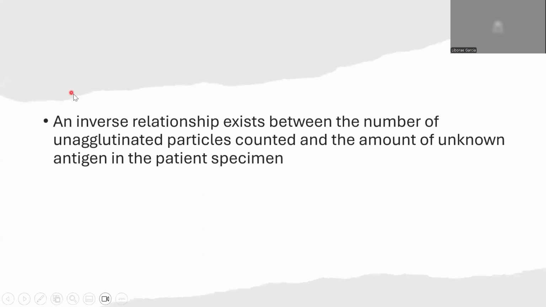So there is an inverse relationship between the number of unagglutinated particles counted and the amount of unknown antigen in the patient's specimen. So therefore, if many unagglutinated particles remain, meaning there is a lesser amount of your unknown in your patient's serum, okay? Or in your patient specimen.